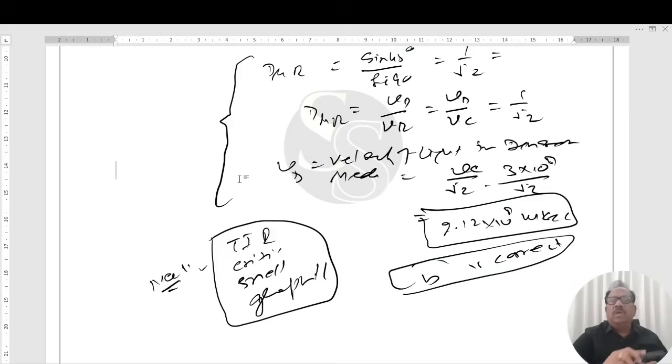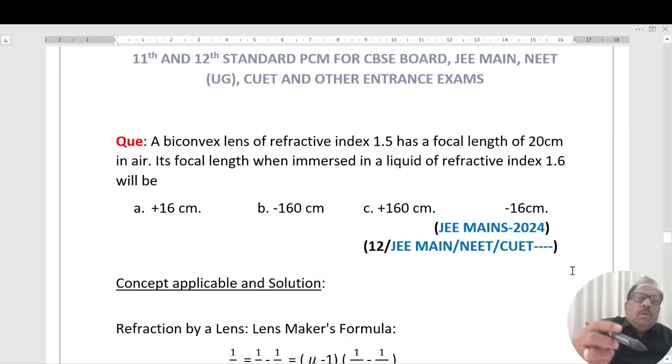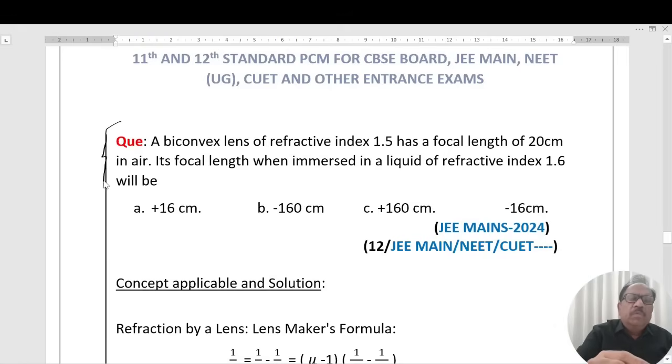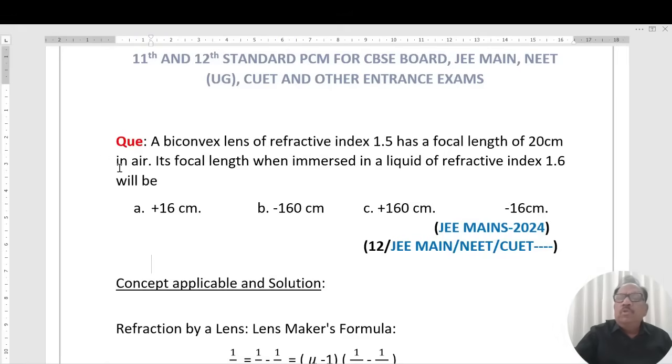Right? Now let's start the lens maker's formula. Now, discussion regarding the lens maker formula. The concept of lens maker's formula will be cleared by using this question. Question is, a biconvex lens of refractive index 1.5 has a focal length of 20 centimeter in air. Its focal length when immersed in a liquid of refractive index 1.6 will be. Four options are given to you. One of the options is correct. Question is taken from JEE Mains 2024.